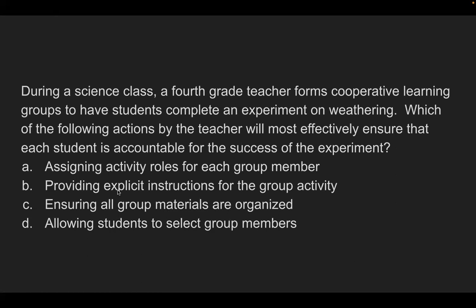Absolutely. A would help the individual. If it had said each individual student accountable for the success of the experiment, A would be a better answer, because A helps them individually be more accountable for their roles. But in order for each student, just on the surface, for the totality of the experiment, B, those explicit instructions, that always has to take place.